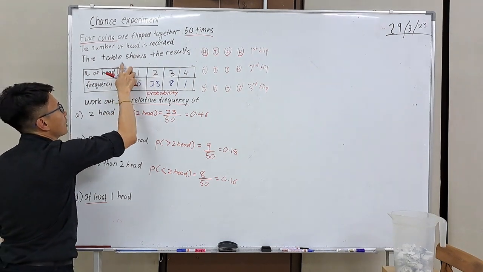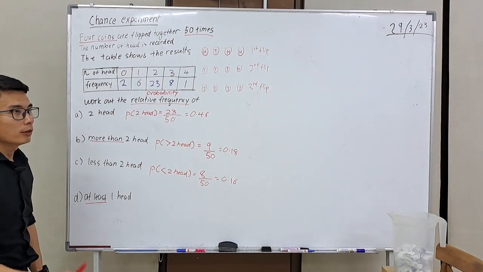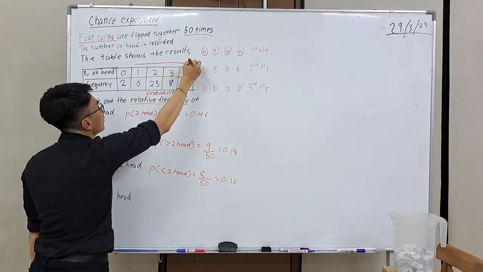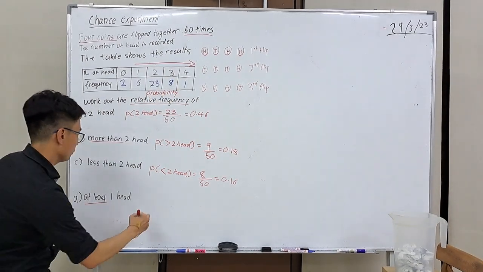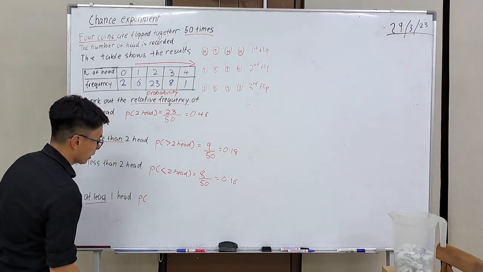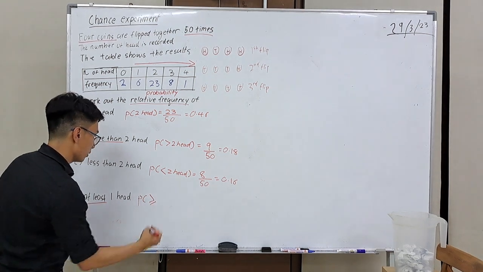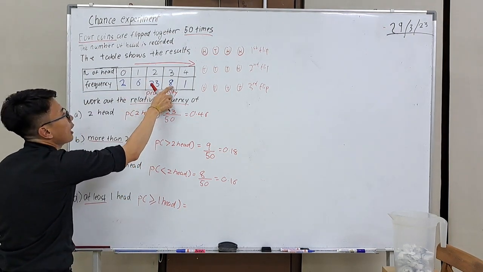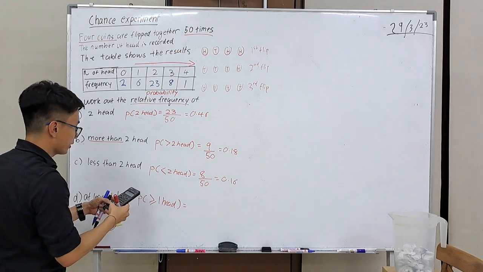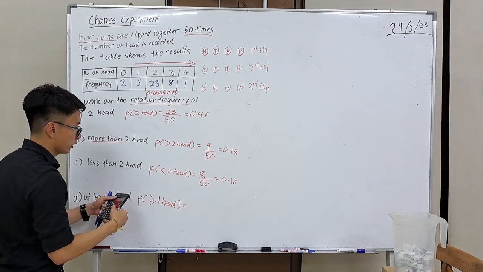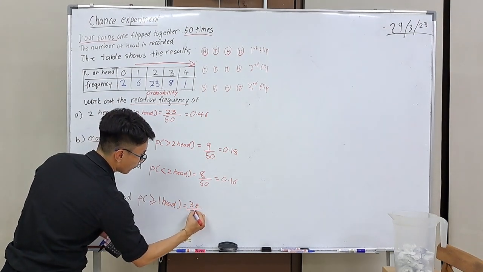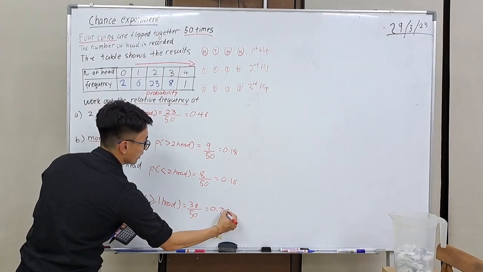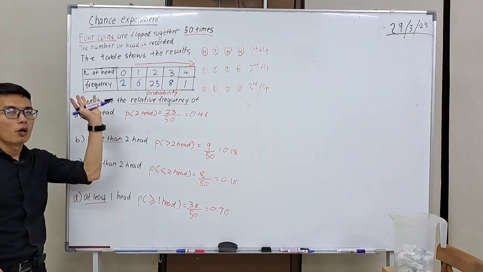And finally, if I were to ask you, at least 1 head, which outcome do you think I'm interested in when I say the words at least? At least over here means the minimum must be 1, and it can be more than that. So the outcome that I'm interested in will be this whole line over here. So the probability that I will get at least 1 head is all these outcomes added together. I'm going to quickly add 6 plus 23 plus 8 plus 1. That's going to be 38 out of 50, which is equivalent to 0.76.